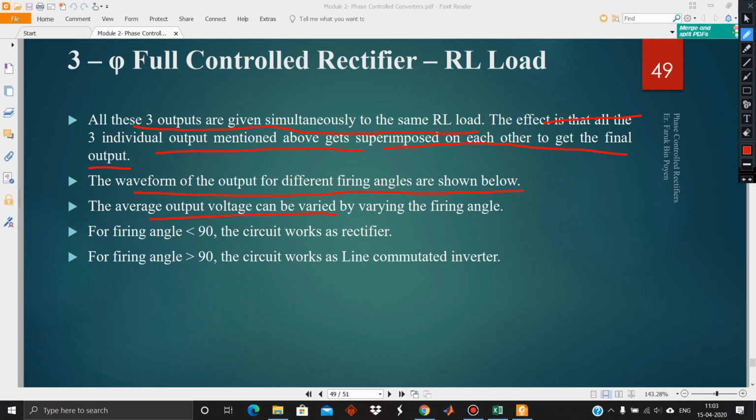The average output voltage can be varied by varying the firing angle. So you remember, for firing angle less than 90 degree, the circuit works as a rectifier. But if the firing angle is greater than 90 degree, the circuit works as a line commutated inverter. So this is very important. For less than 90 degree, it works as a rectifier. For greater than 90 degree, it works as a line commutated inverter.